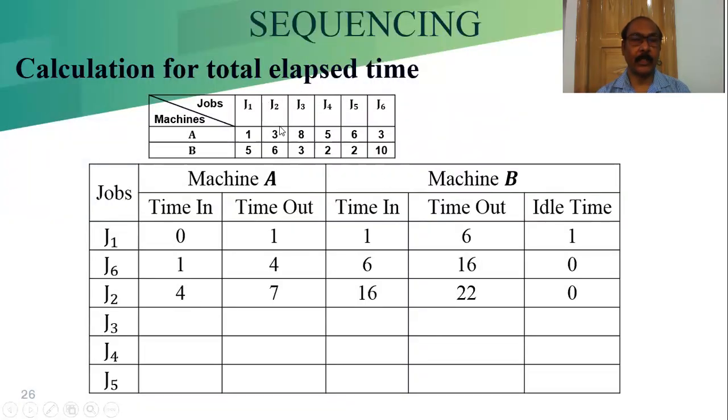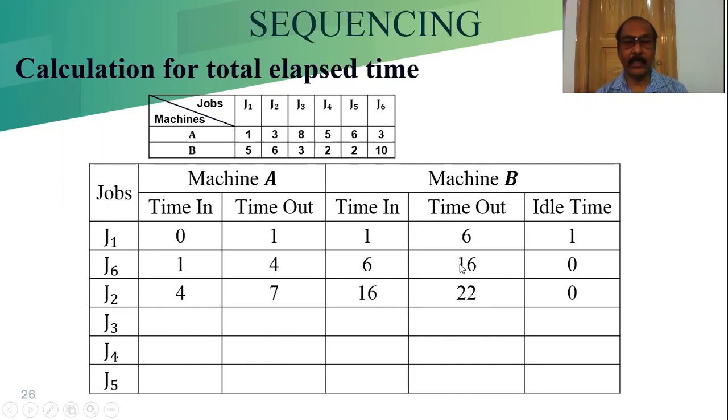J2, that time duration is 3. So we can start J2 in machine A in the 4th hour, and the processing time is 3 hours, so it will be complete in the 7th hour. At the same time, J6 is complete in machine B in the 16th hour, so J2 will start in machine B in the 16th hour. What is the processing time of J2 in machine B? Just 6 hours. So 16 plus 6 is equal to 22.